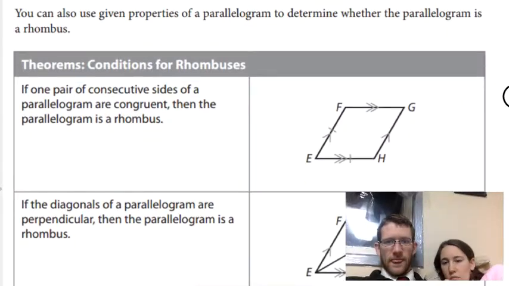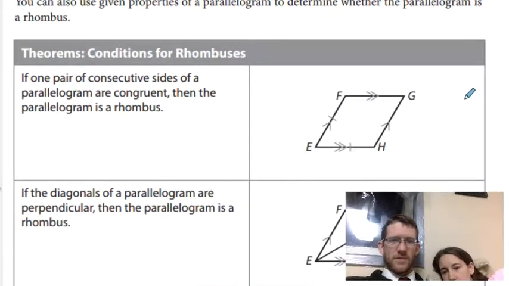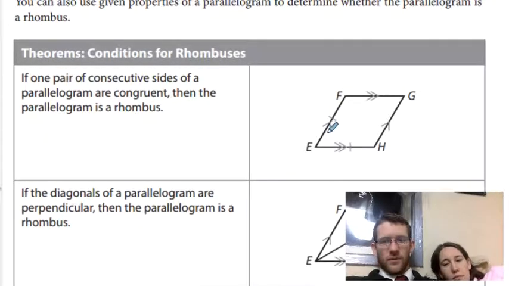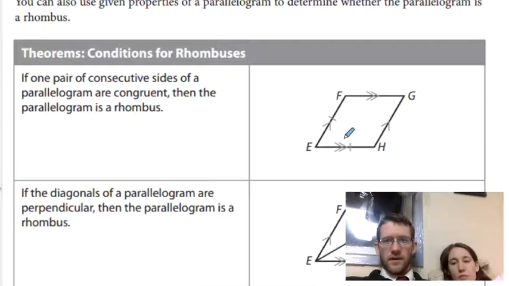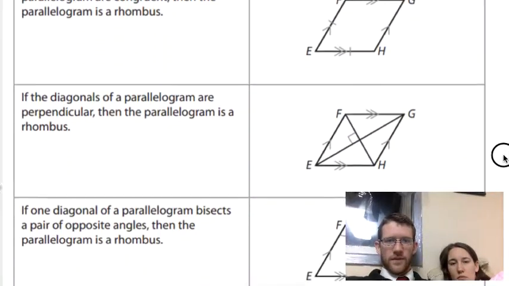Okay, rhombuses. Again, rhombuses fall within the parallelogram space. So if we can prove it's a parallelogram, then we need just a little bit of additional information. If we can prove that consecutive sides are congruent, so in this case, EF is congruent to EH, remember that on parallelograms, opposite sides are congruent, so FG is congruent to EH, and GH is congruent to EF. Therefore, all the sides are congruent. Therefore, it's a rhombus. So all we really need are two consecutive sides to be congruent.